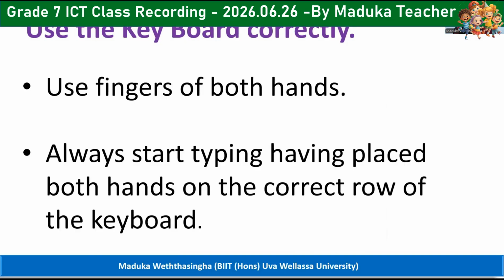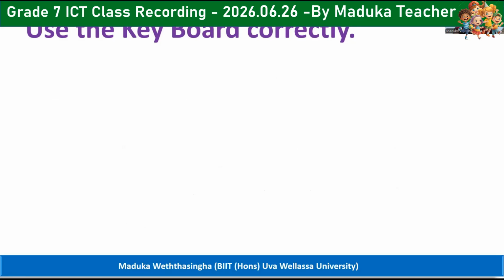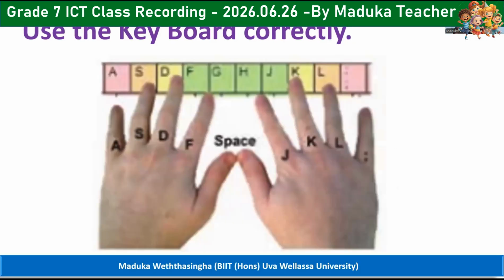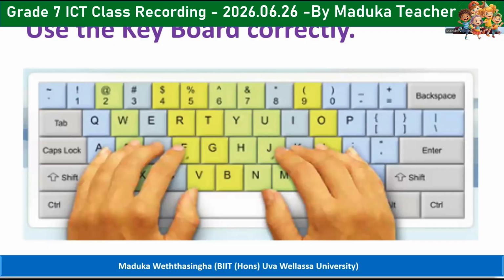Always we have to use both hands. Sometimes we saw students use only one finger and hit the keyboard using one finger. Right? It's not the correct way. So first what we have to do, we have to keep our fingers on the home row and then accordingly we have to move the fingers up and down. Right?